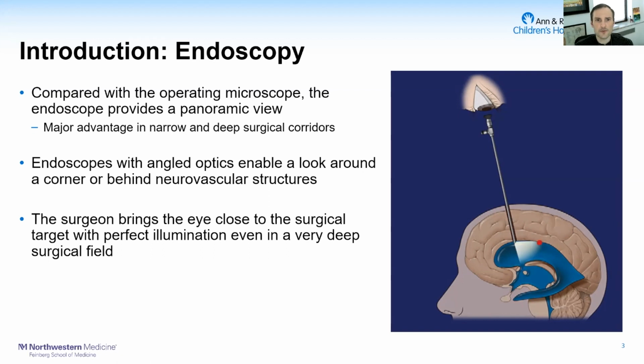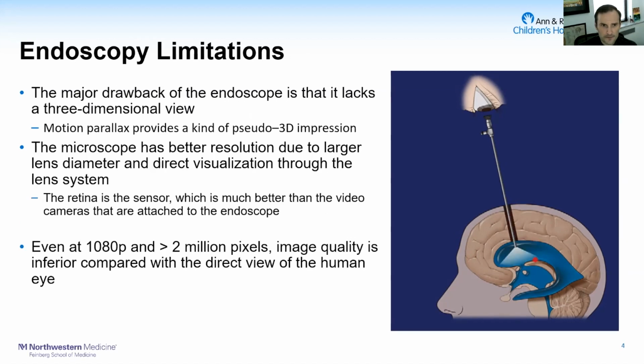In addition, endoscopes are made with angled optics, which allow me to look around a corner or behind structures. As you can see, this is an example of a 30-degree endoscope, where I can look around corners or behind the surgical field in a way. And this brings our eyes close to the target with great illumination in a deep field.